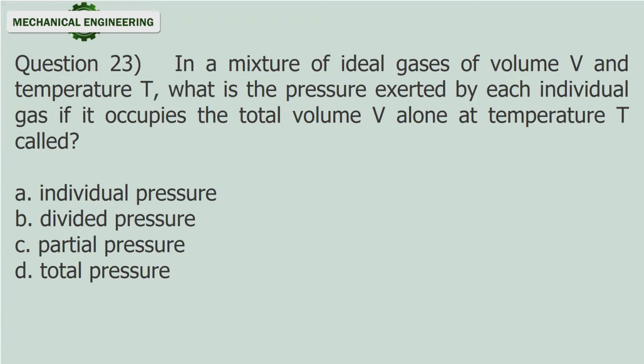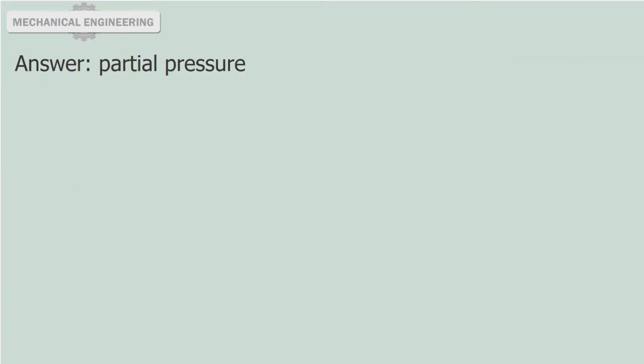Question 23. In a mixture of ideal gases of volume V and temperature T, what is the pressure exerted by each individual gas if it occupies the total volume V alone at temperature T called? A. Individual pressure. B. Divided pressure. C. Partial pressure. D. Total pressure. Answer: partial pressure.